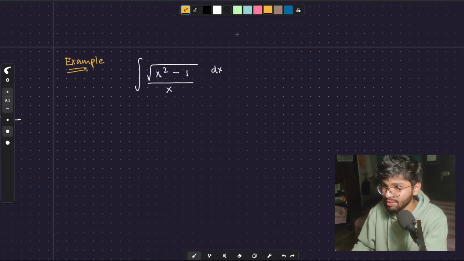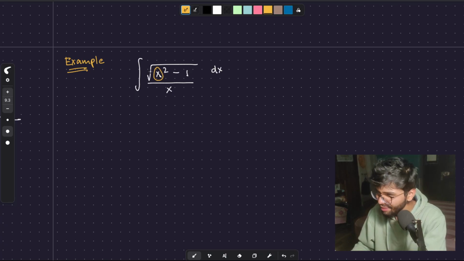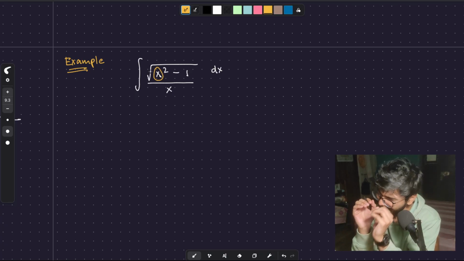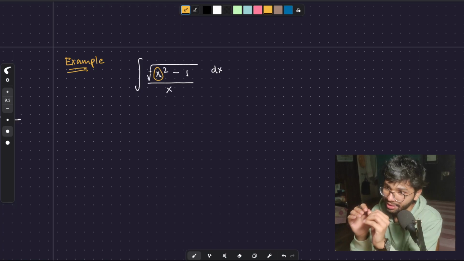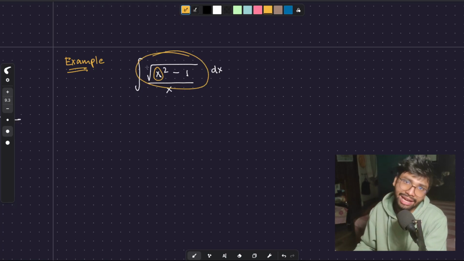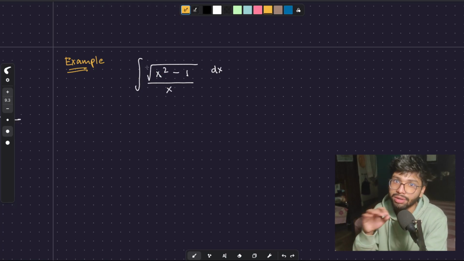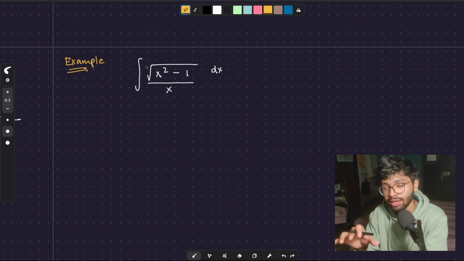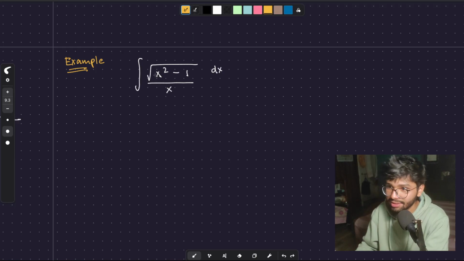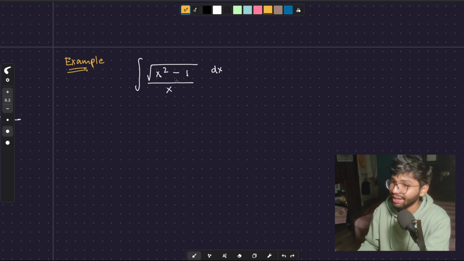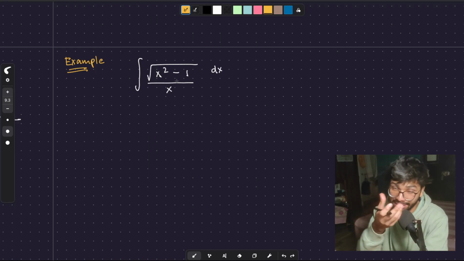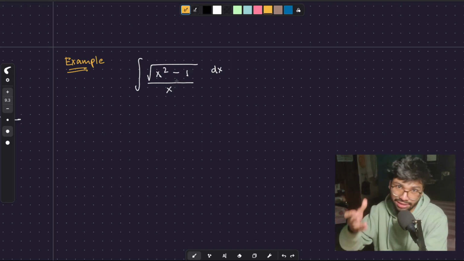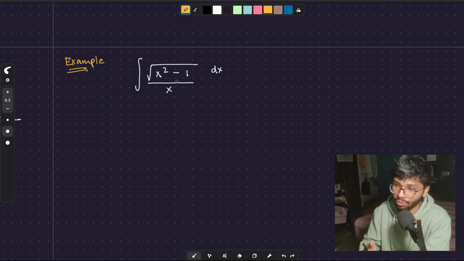We can notice that if this x was secant, then this whole thing would have been a tangent. Things would have been much easier. Can we notice that? Can we see the pattern here? Whenever this is something squared minus 1, can we make the something into a secant? That's the thing we're talking about. That's the intuition we need.